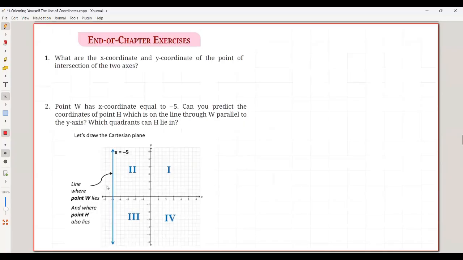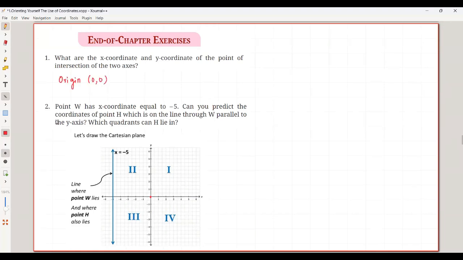End of chapter exercise. First question. What are the x coordinate and y coordinate of the point of intersection of the two axes? In this diagram you can take it as the x-axis and y-axis. Both the axes are intersecting at the origin. So you can just write it as origin. The origin coordinate is 0, 0.